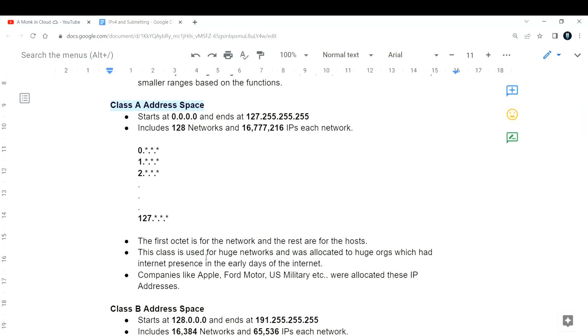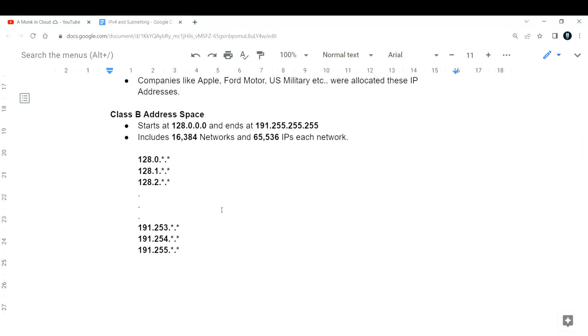Okay, so this class was used for huge networks when it began. It was allocated to huge organizations which had internet presence in the early days of the internet. Companies like Apple, Ford Motors, and US military organizations were allocated these IP address ranges, or class A address spaces. That's about class A.